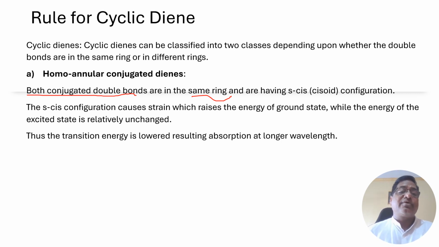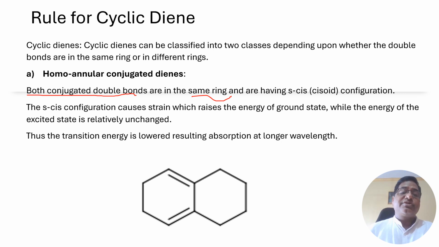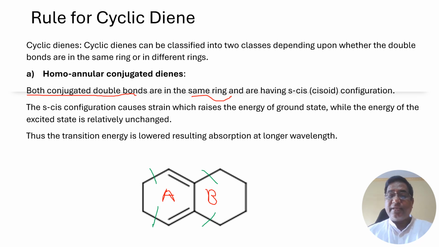Whether it is cisoid or transoid, they are called homoannular diene, and generally the cisoid configuration you can see in this. So this is an example. These are the two double bonds. If we label this as ring A, and this is ring B, then in ring A there are two double bonds present, and these others are alkyl substituents, or we can say ring contributors. And the base value for this homoannular diene is always 253 nanometer.